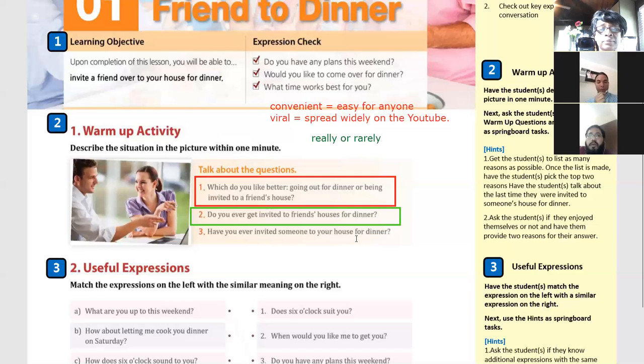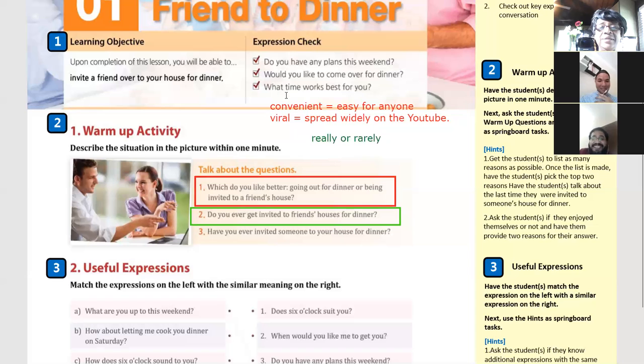Have you ever invited someone to your house for dinner? Of course. Especially when the holy month arrives, which is Ramadan. I always insist on inviting friends to my home. I'm a lucky one.